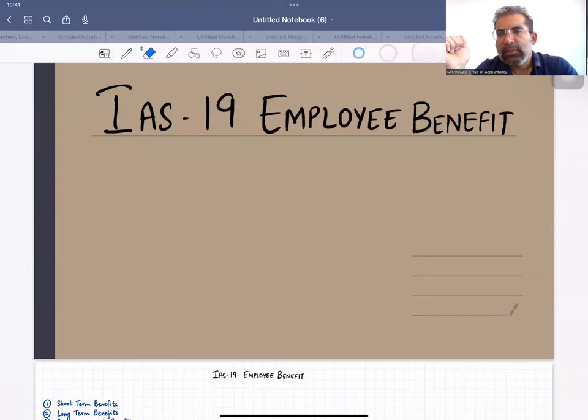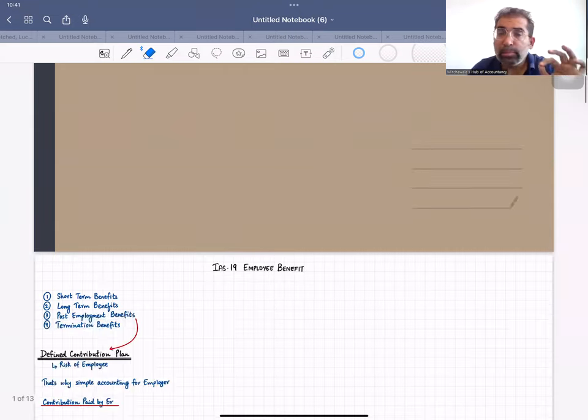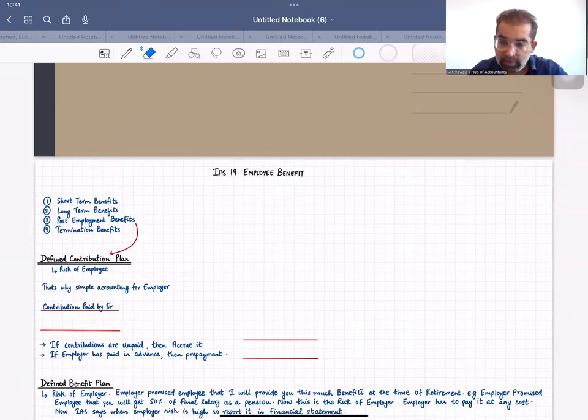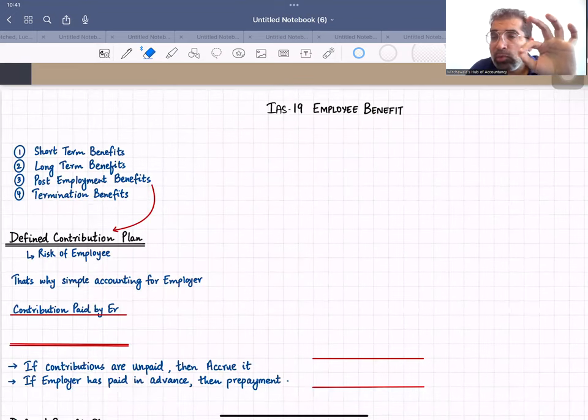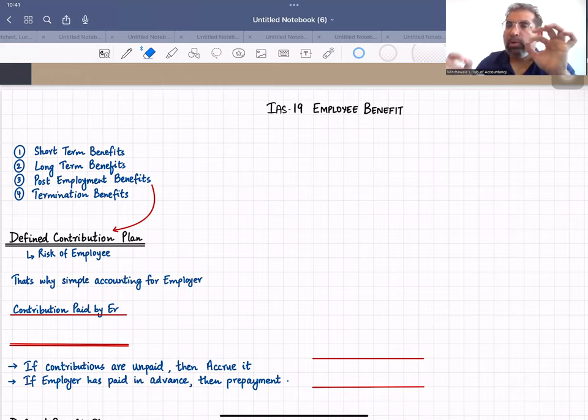Okay, dear students, today we are going to start a very important standard. The name of this standard is IAS 19 Employee Benefit. As the name says, employee benefit. In this IAS, we will study how to account for the benefits given to employees by the company, by the employer. How does the employer account for the benefits given to employees?